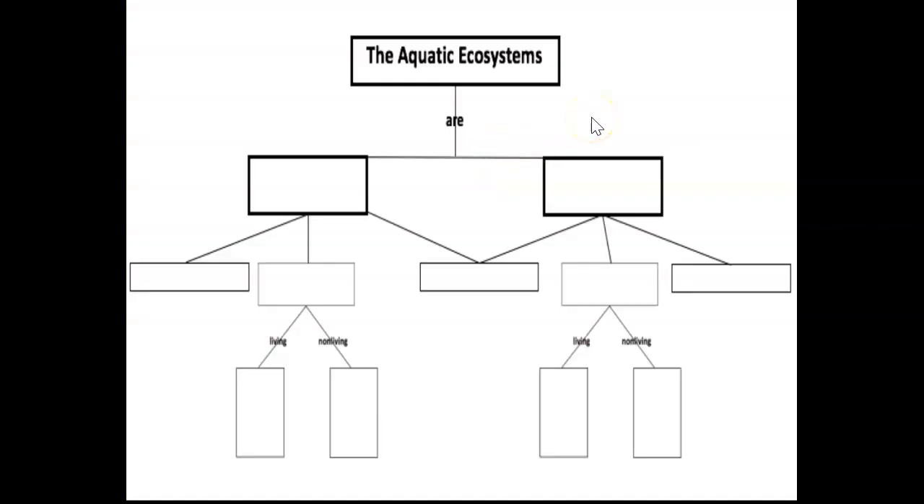We're going to be using some graphic organizers to kind of show the relationship between these. We're going to start with aquatic ecosystems. Remember, aquatic ecosystems means that they have to do with water, right? These are ecosystems that are primarily water. There's two types of aquatic ecosystems. We have our saltwater ecosystems, and then we have our freshwater ecosystems, okay? Those are the two subcategories of aquatic ecosystems.